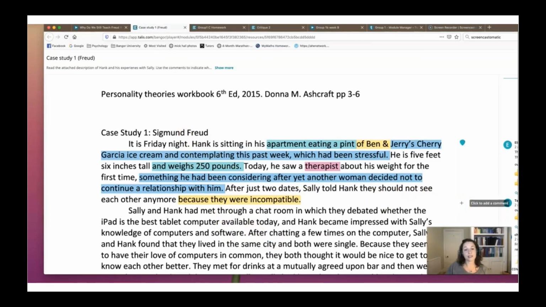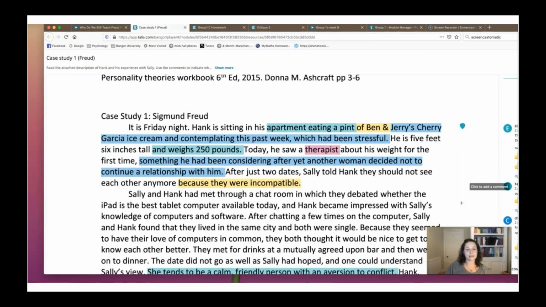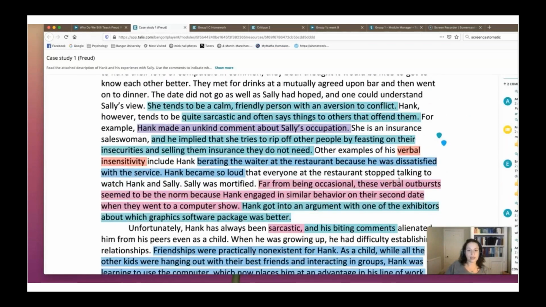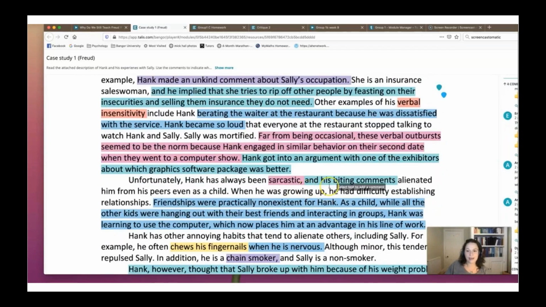And I asked the students to annotate this case study whilst thinking about Freud's theory of psychosexual development. So all of these coloured lines here are where the students have picked up behaviours that they think are represented by Freud's theory. So quite rightly, they've picked up things like his sarcasm and his nail biting and alluded to the fact that that might represent oral fixations in Hank's behaviour.